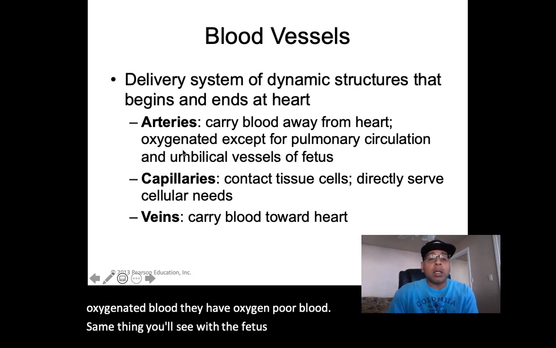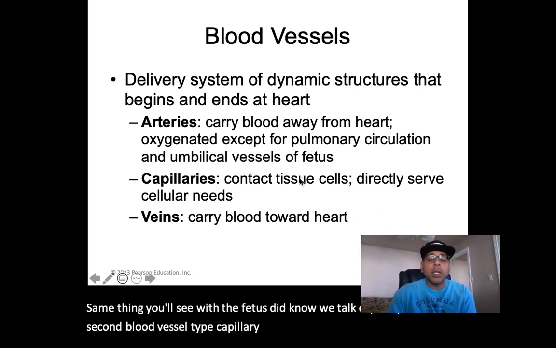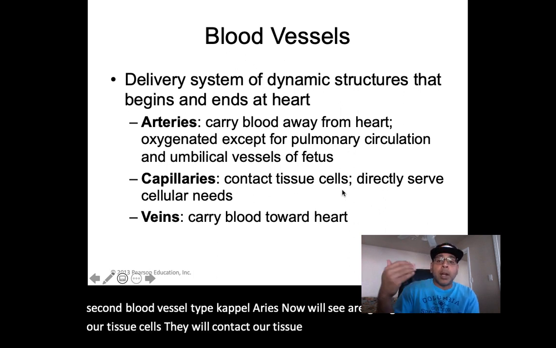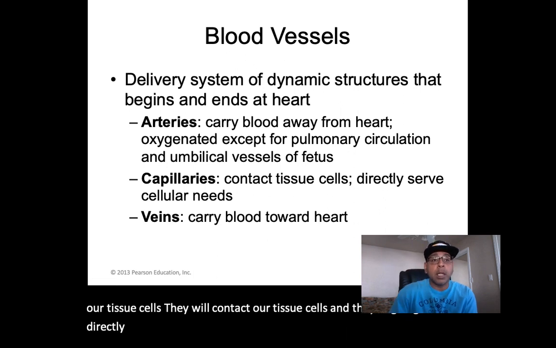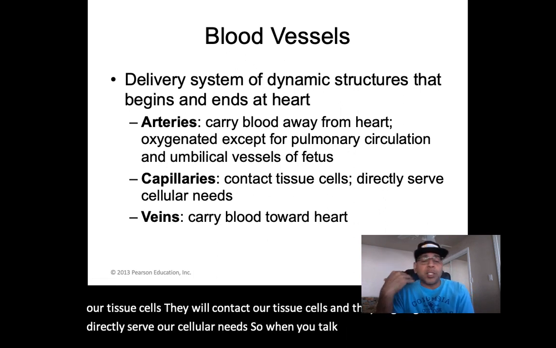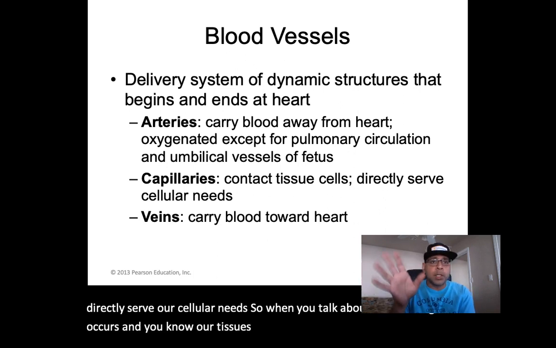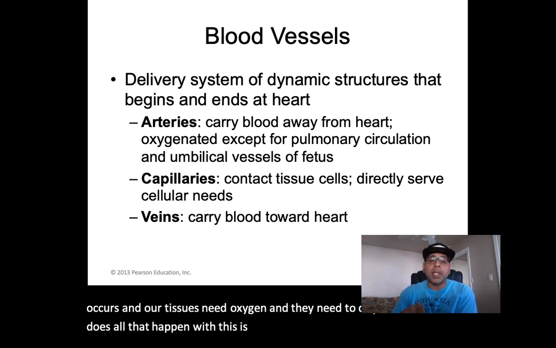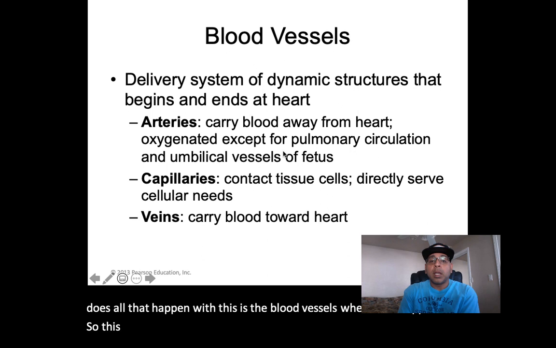Now when we talk capillaries, the second blood vessel type, capillaries are going to contact our tissue cells, and they're going to directly serve our cellular needs. So when the exchange occurs, our tissues need oxygen and they need to dispose of CO2, where does all that happen? Well, this is the blood vessel where that happens. These are the blood vessels in contact with tissue cells, and they directly serve cellular needs.